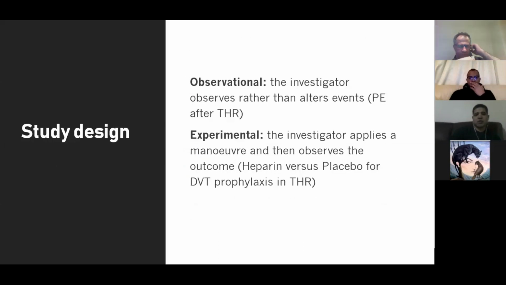Next, what is the study design? You have observational or experimental. In observational, the investigator observes, for example, polyethylene or pulmonary embolism after total hip replacement. So you observe the complication of something. In experimental, you apply a maneuver and observe the outcome. You give the patient heparin versus something to see the DVT prophylaxis. So you give something: a new drug, a new total hip, a new prosthesis, a new something. That is experimental.